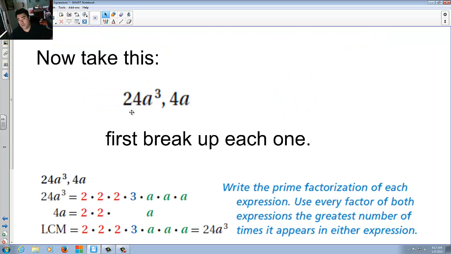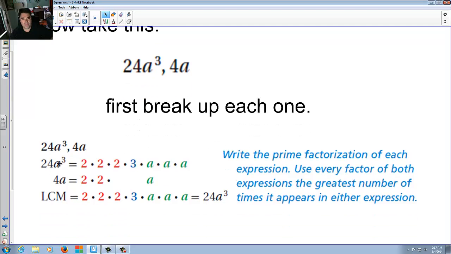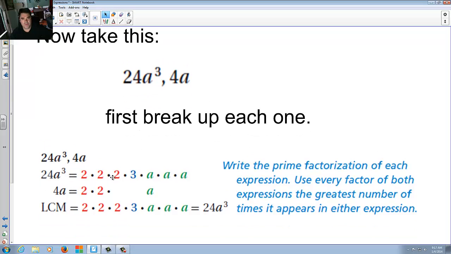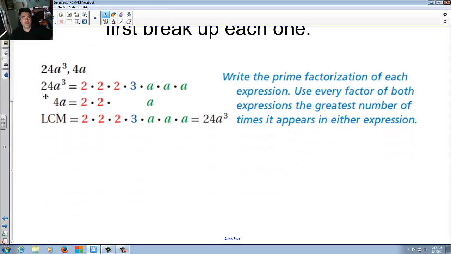Now take this, 24a cubed and 4a. Find the least common denominator, least common multiple, whatever. So go ahead this time, you take a look here. 24a cubed, 2 times 2 times 2 times 3, and a. And 4a is 2 times 2 times a. So 3 2's are better than 2 2's, 1 3 is better than no 3, and 3 a's are better than 1a. So you have 24a cubed.